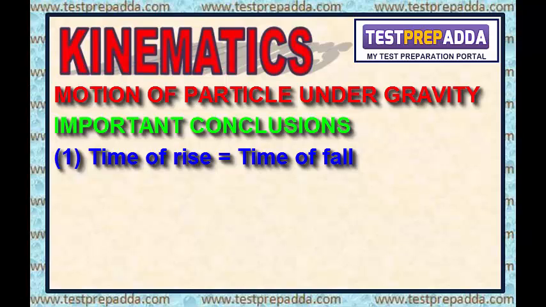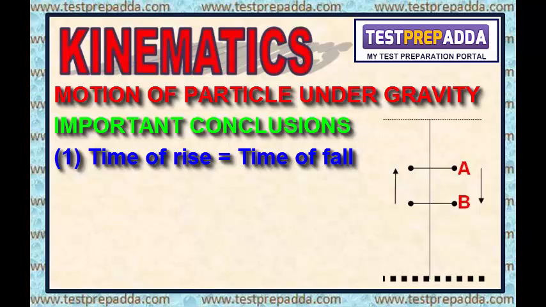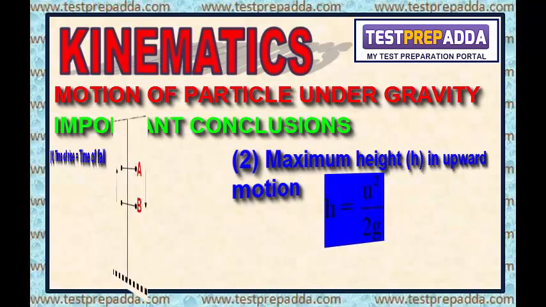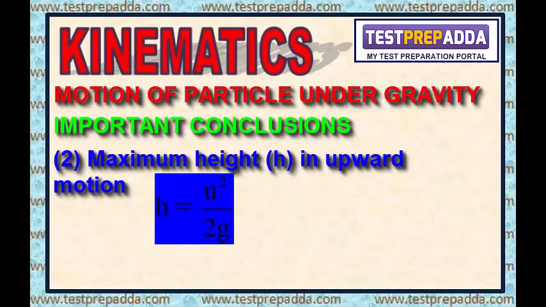Number one, time of rise is equal to time of fall. Consider this diagram. Here, time taken while going up from B to A will be same as time taken in coming down from A to B. Second important conclusion, maximum height in the upward motion when the object is thrown with initial velocity u. In the upward motion, the maximum height h is equal to u square upon 2g.